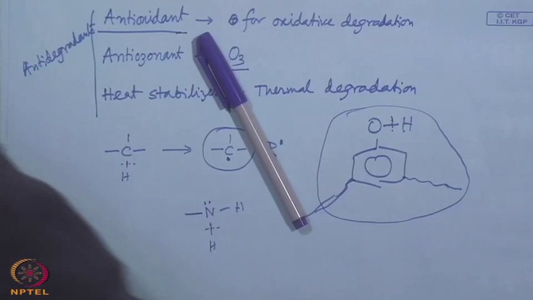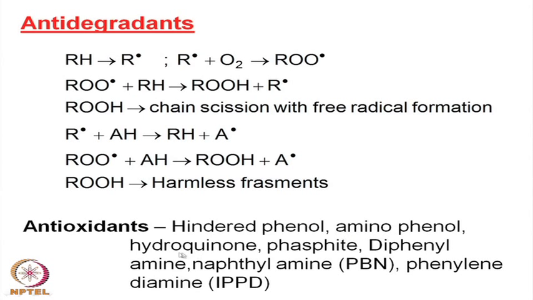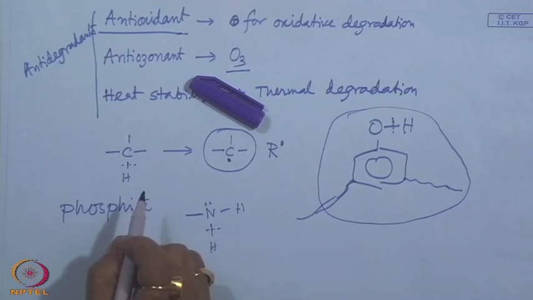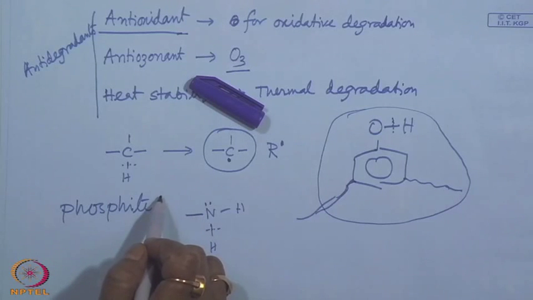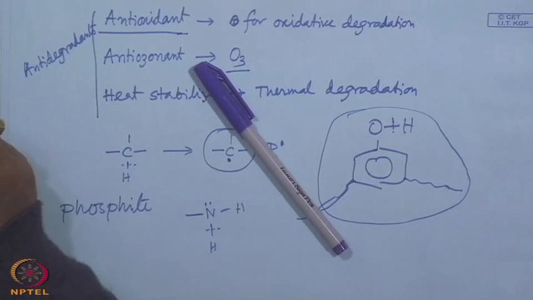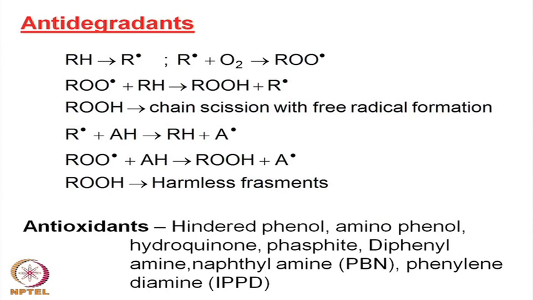So, amino phenol, hydroquinone, phosphite, phosphide, or diphenylamine, or naphthylamine, or phenylenediamine. Many antioxidants are available in the market, commercial antioxidants, and these are commercially used for making commercial rubber products like tires, tubes, hoses, belts, or conveyor belts, etc. Any of these antioxidants are used.